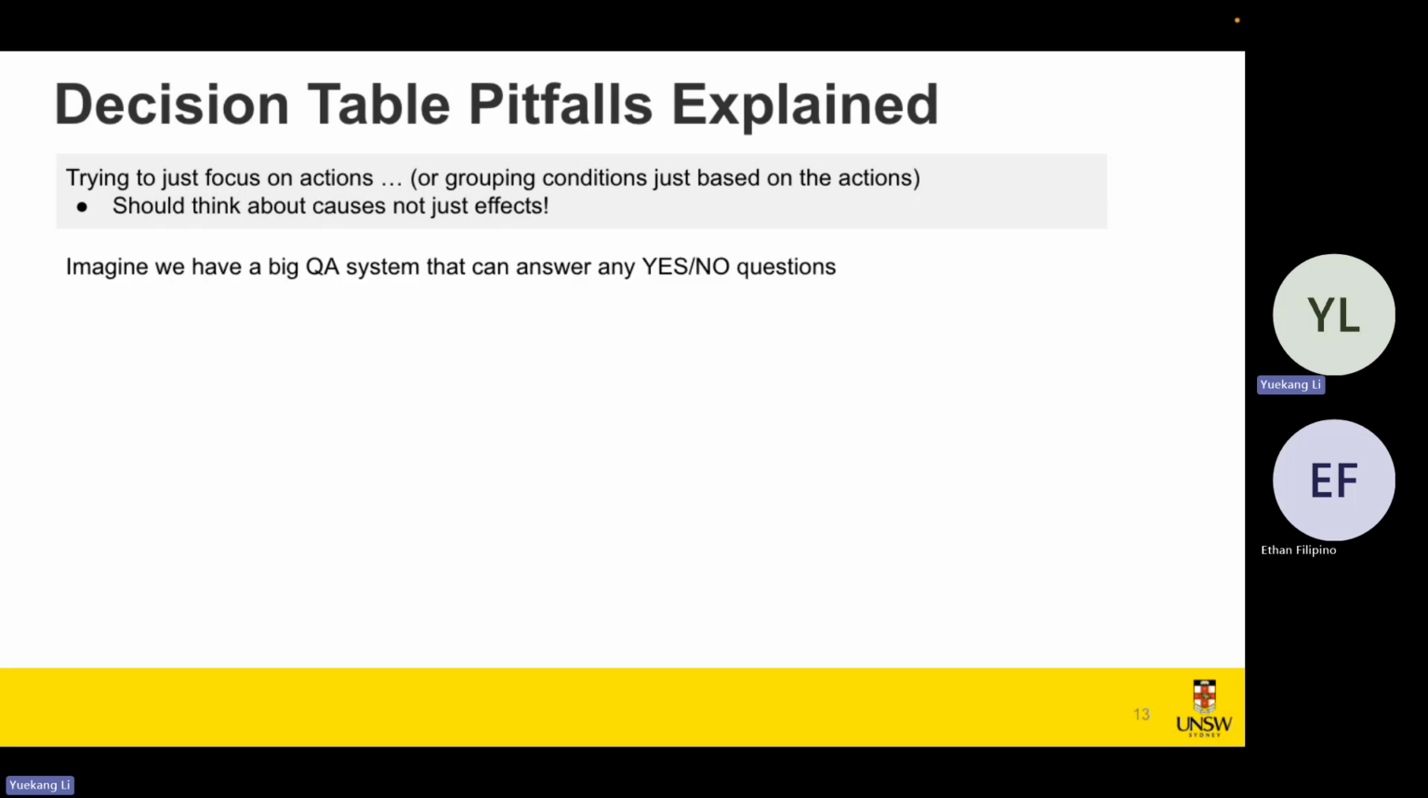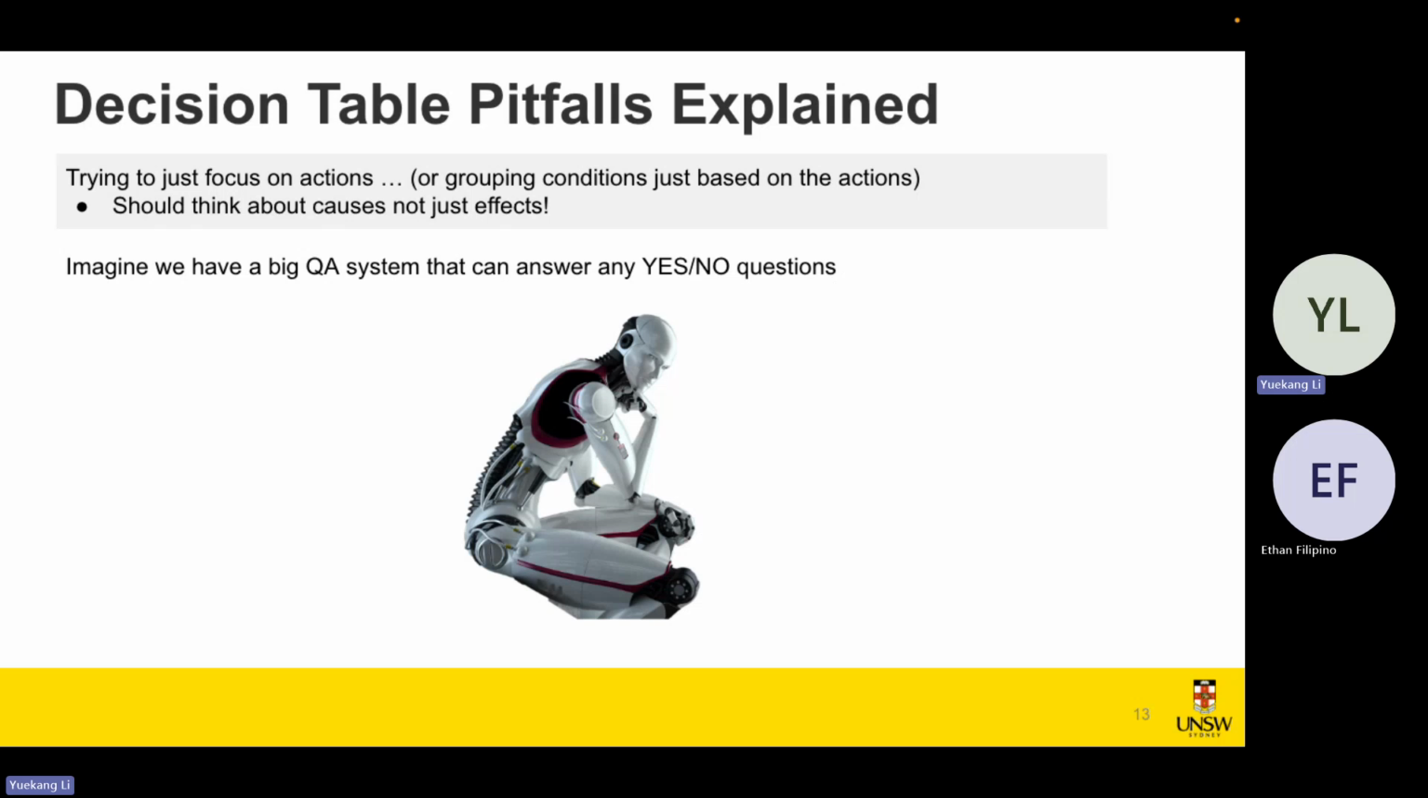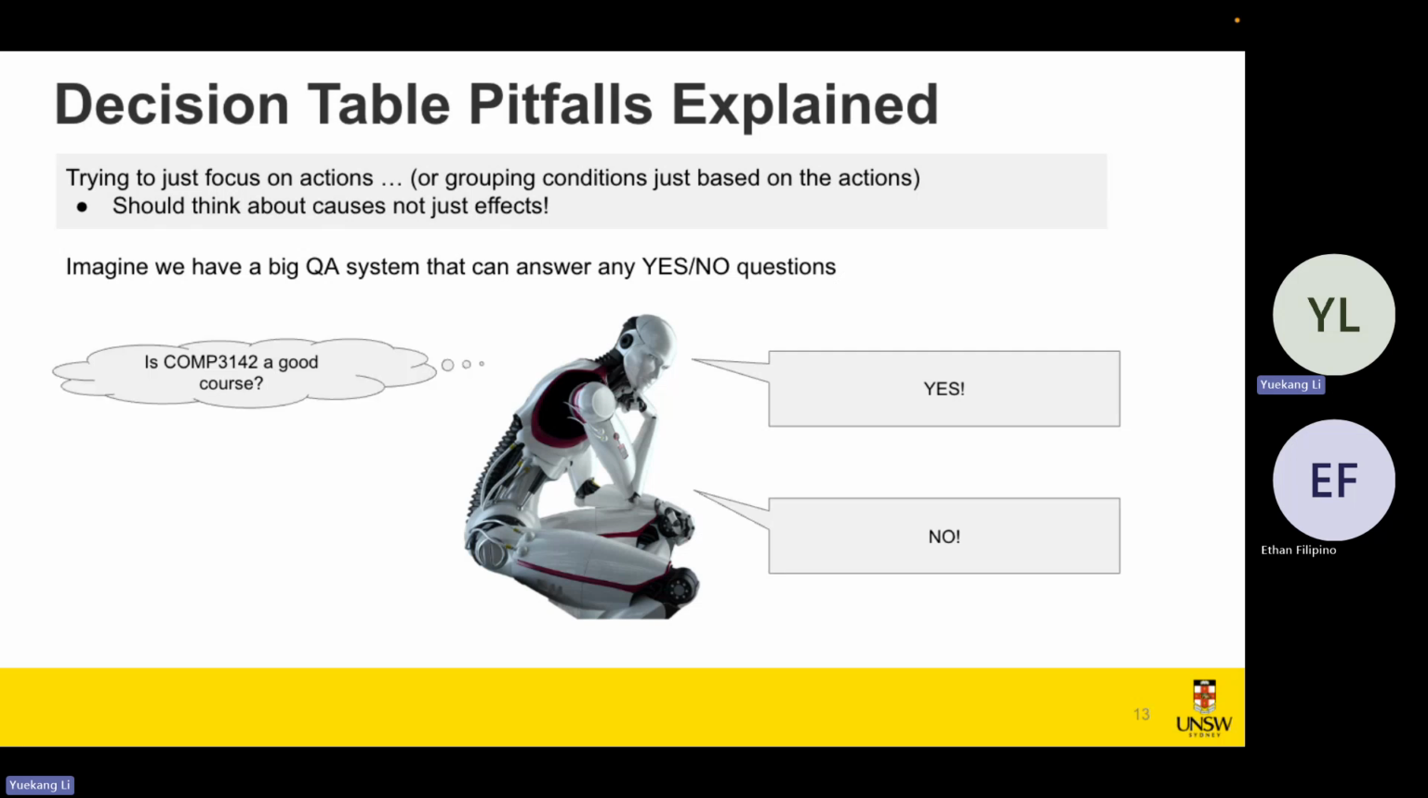So imagine we have a very big Q&A system that can answer any yes or no questions. So this is the system we have. Sorry, the ordering of the animation is bad again. Let's say we ask, is computer photo a good course? And the system will just answer yes. And if we ask, is Sydney in the Victoria state? Then it will answer no.